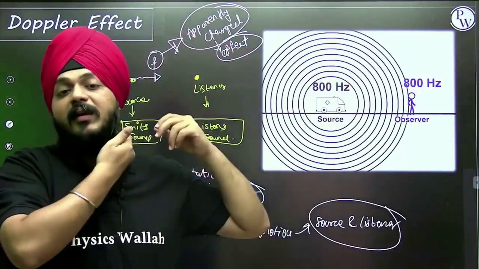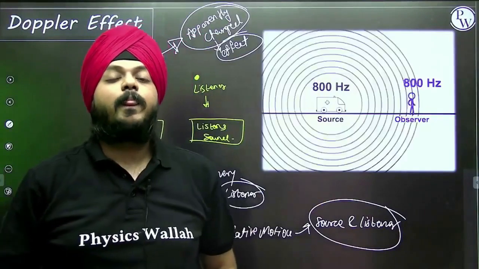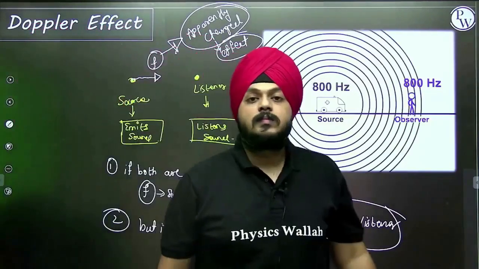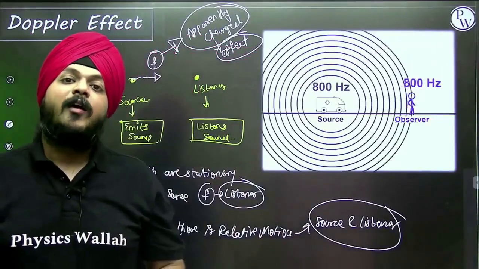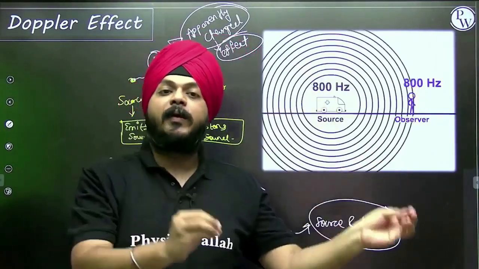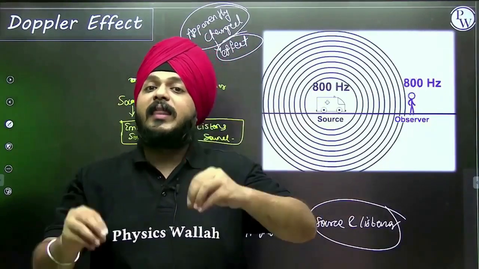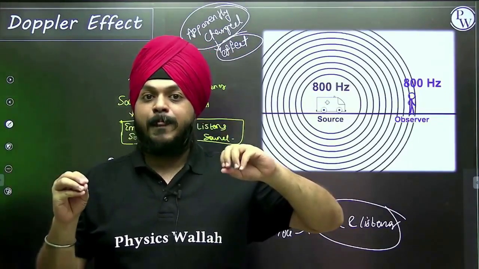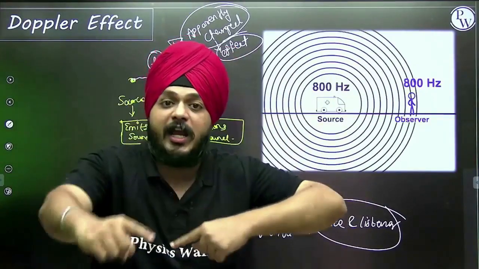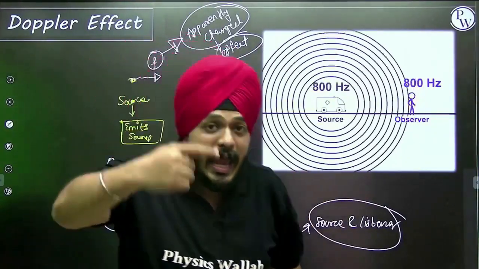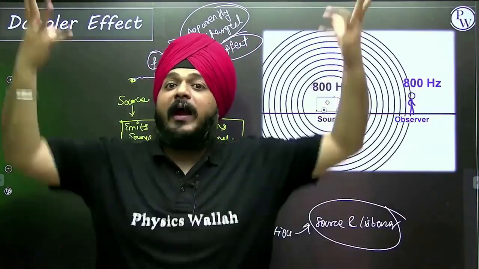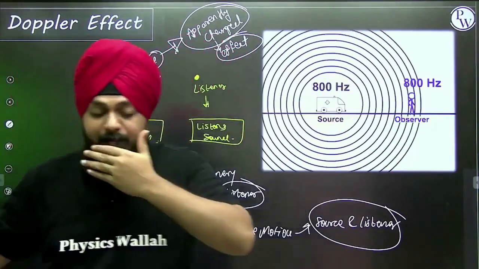That is the Doppler effect. So a simple definition of the Doppler effect states that whenever there is any kind of relative motion between the source and the listener, whatever frequency F the source is emitting gets apparently changed and is heard differently by the listener. That apparent change in the frequency of F heard by the listener creates the Doppler effect.